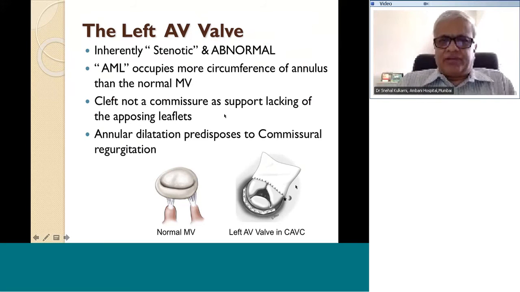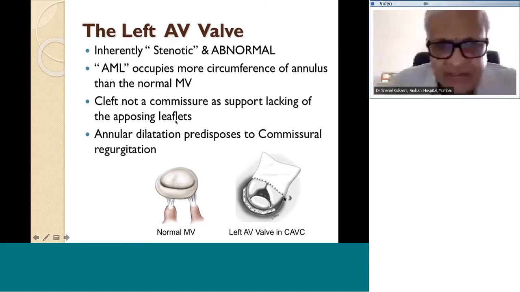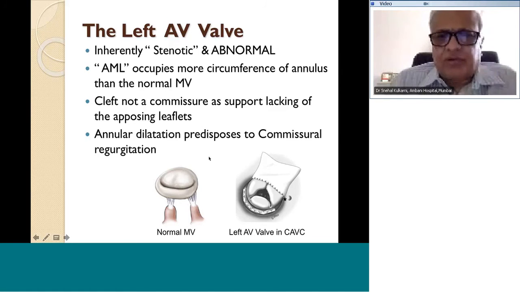In the left AV valve in AVSD, the cleft is not a commissure, as support is lacking in the opposing leaflets, and annular dilatation predisposes to commissural regurgitation. So all these points have to be kept in mind when we are evaluating the AV valve because of its abnormality as compared to the normal mitral valve.